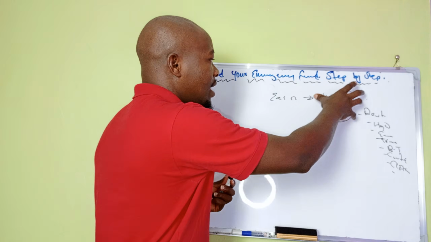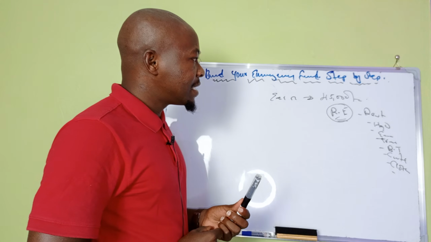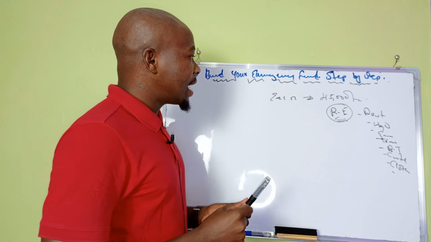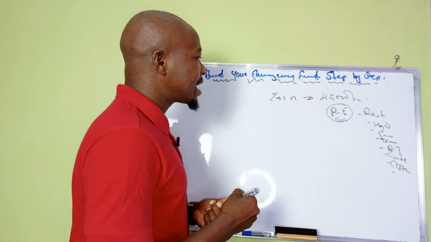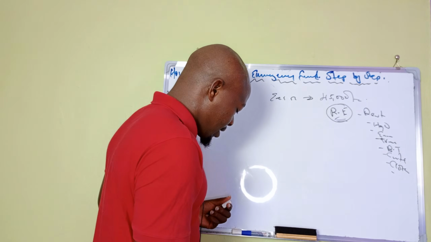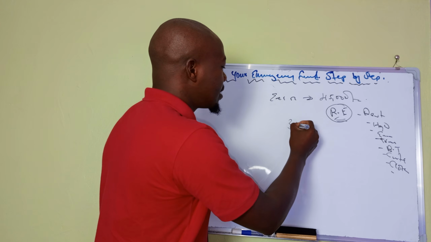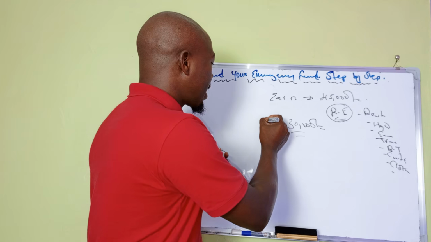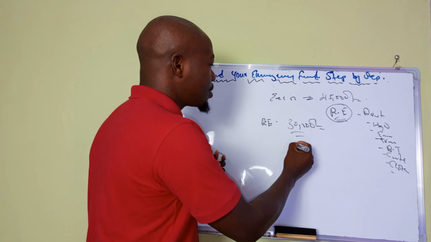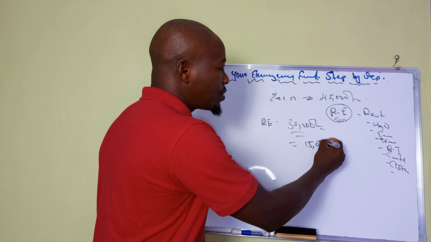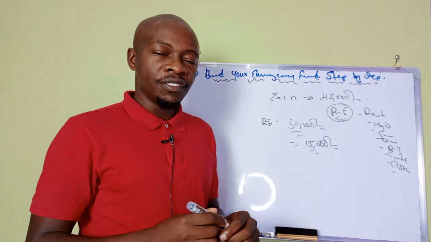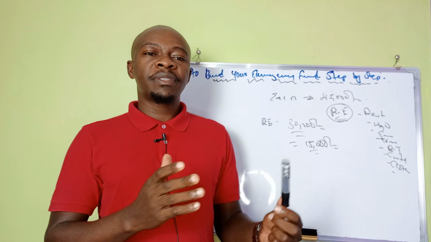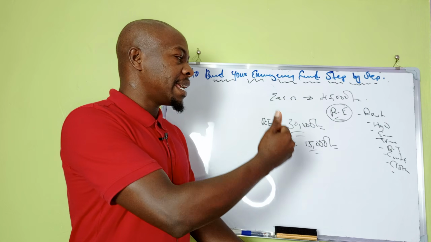Now, the question is this. This is your 45,000, the amount of money that you make per month. Let's say your recurrent expenditure out of this is around 30,000. If that is your recurrent expenditure, then it means you're remaining with 15K.